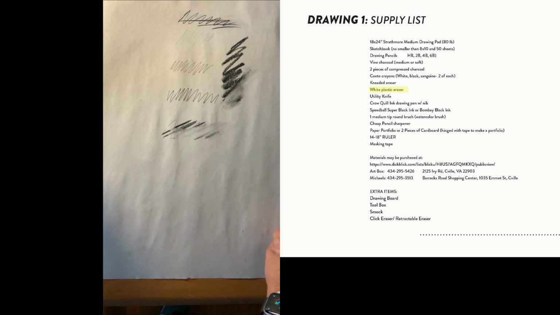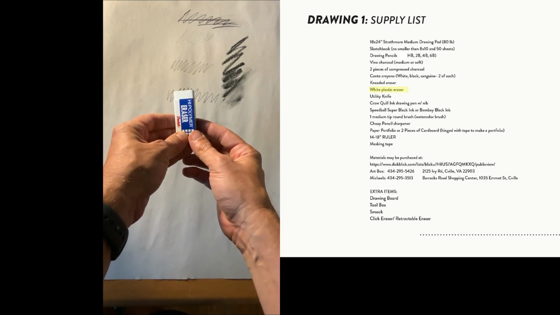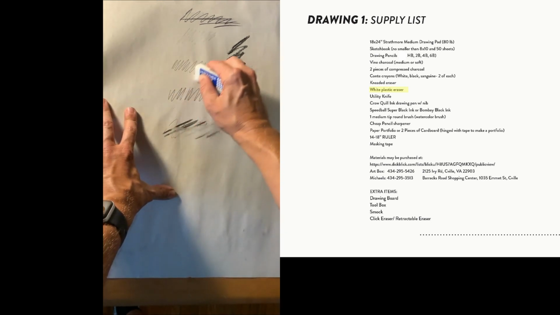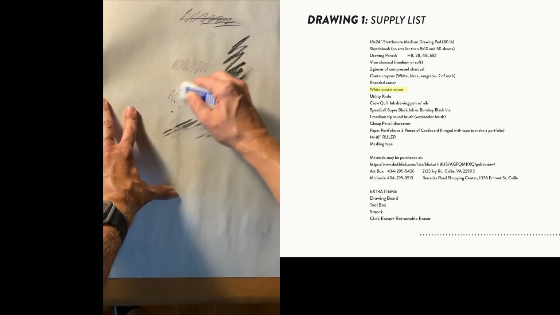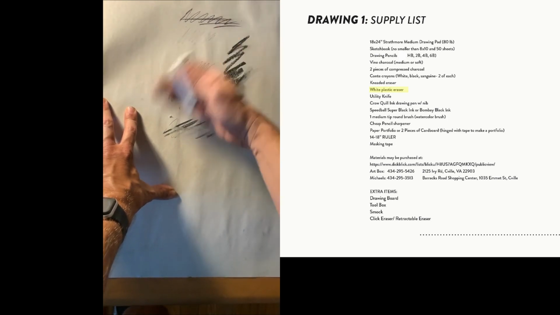The next thing we have is a white eraser or white plastic eraser. I don't want us to get a pink rubber eraser. I want us to have a white eraser. It really gives us a good clean erasure mark on something like a pencil mark. Is everybody kind of seeing that?